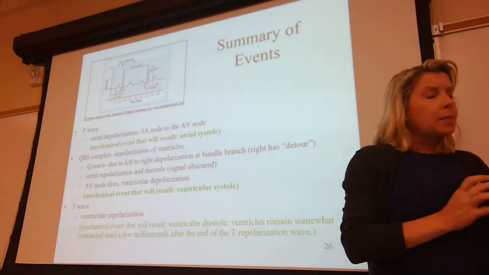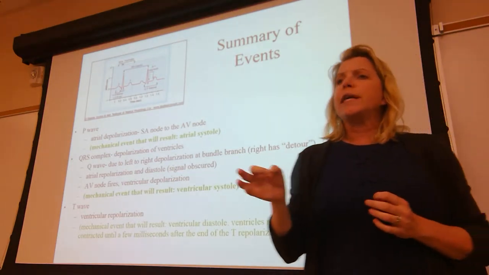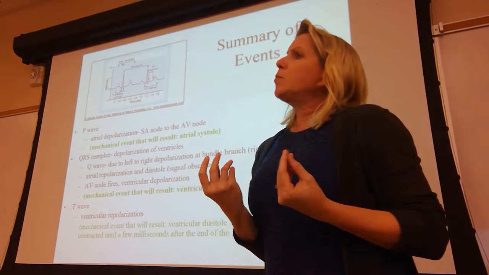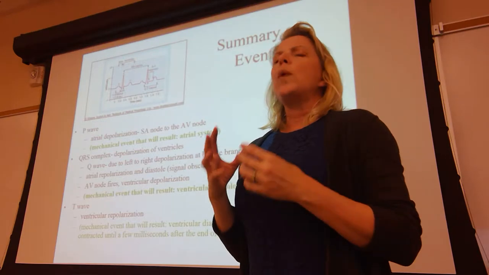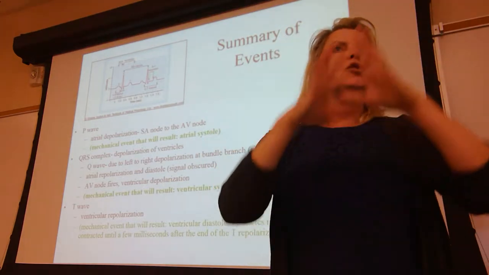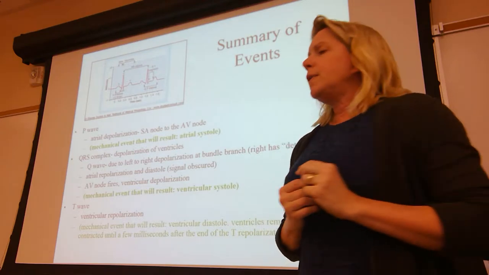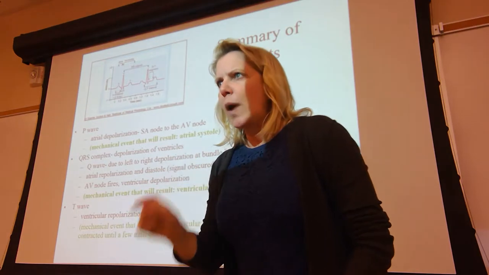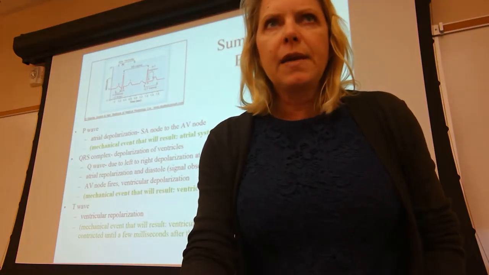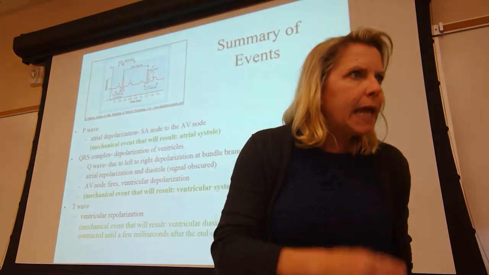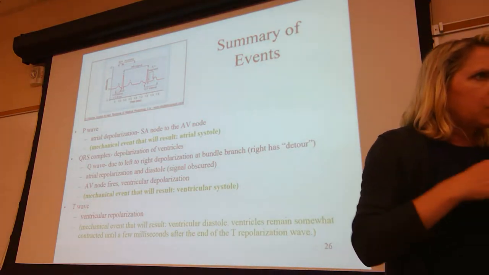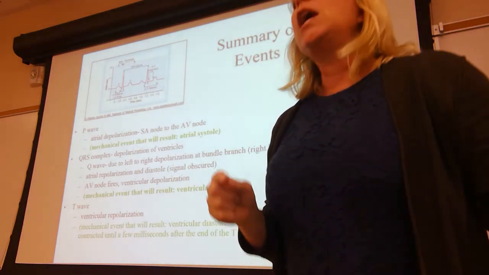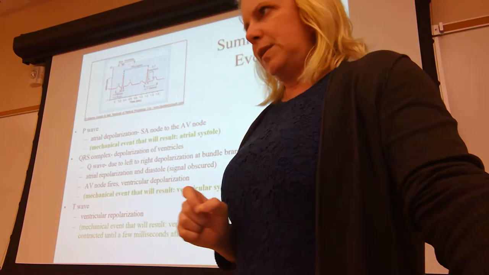QRS complex represents the ventricular depolarization. Ventricular depolarization happens a little bit more slowly, and that is the reason why we have 3 cardiac vectors during this event. We have the Q, which points up and to the right to show that the right side of the IV septum is somewhat delayed behind the left. The right side of the IV septum is delayed behind the left under normal circumstances.